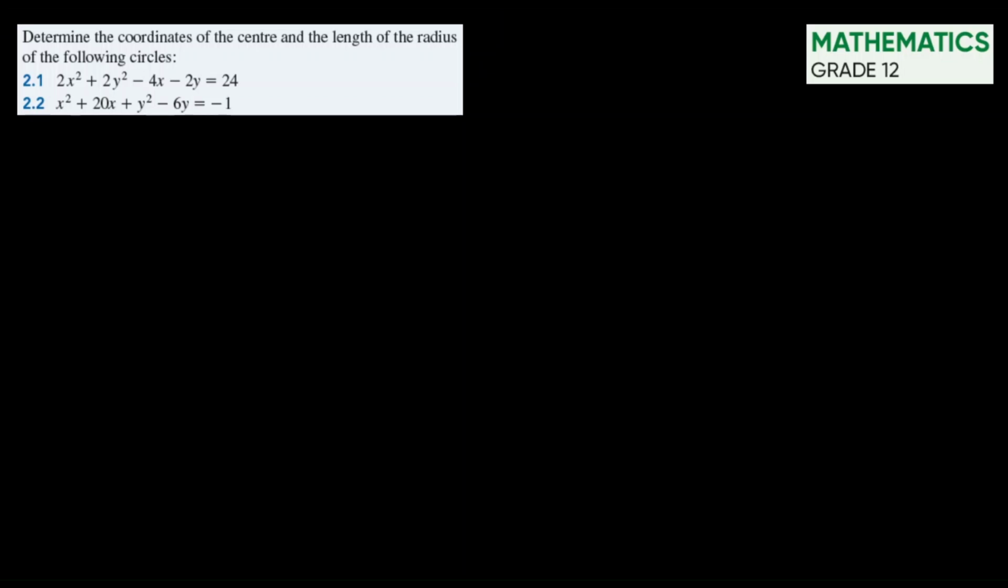So let's summarize calculating the circle center and the radius of the circle when you're given the full equation of a circle. These are the two important questions that cover the core fundamentals of that. So we're given that we need to determine the coordinates of the circle center and the length of the radius of the following circles. So we're given two circles. Let's start with the first one.